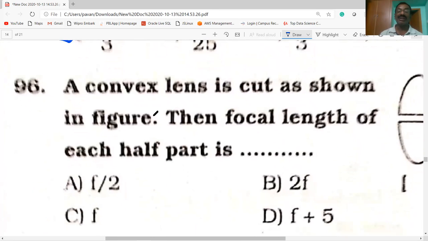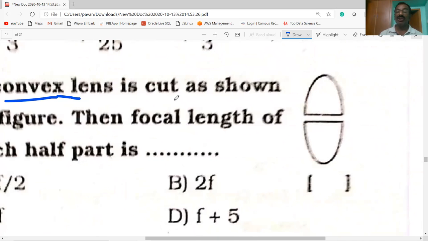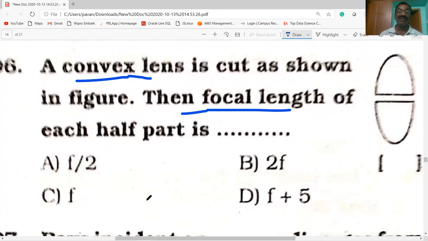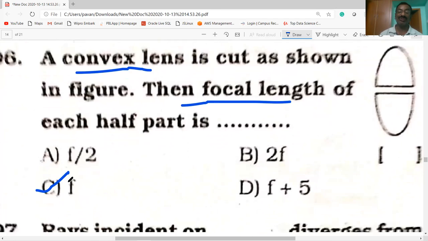Next question on the screen: a convex lens is cut into 2 parts as shown in the diagram. Then what is the focal length of each half part? When a convex lens is cut horizontally into 2 equal parts, each part has the focal length equal to that of the lens, so equal to f.